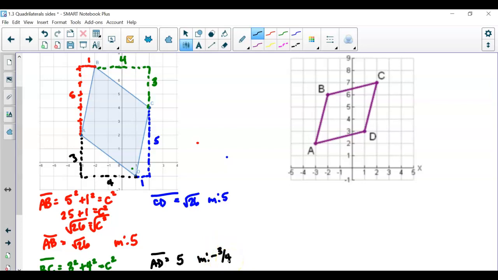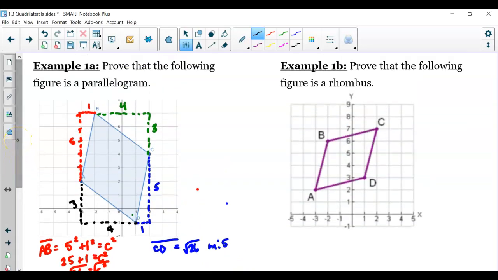So we have just proven that this is a parallelogram. Well, what's one thing? The opposite sides are what? They're congruent. And are they parallel? Yes, the opposite sides are congruent, with our distances of the square root of 26 and 5, and parallel because the slopes are the same. So keep in mind, we have that.